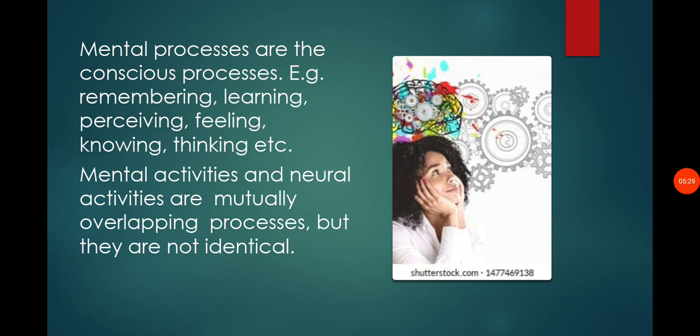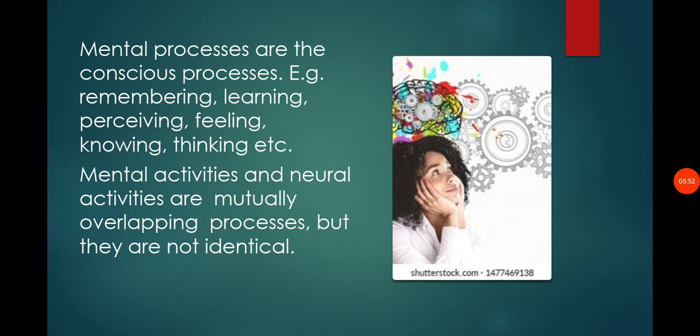But however, we cannot say that brain activities and mental processes are the same, although they are interdependent. Okay, so mental activities and neural activities are mutually overlapping processes, but they are not identical. Always remember that mental activities and neural activities are not identical.